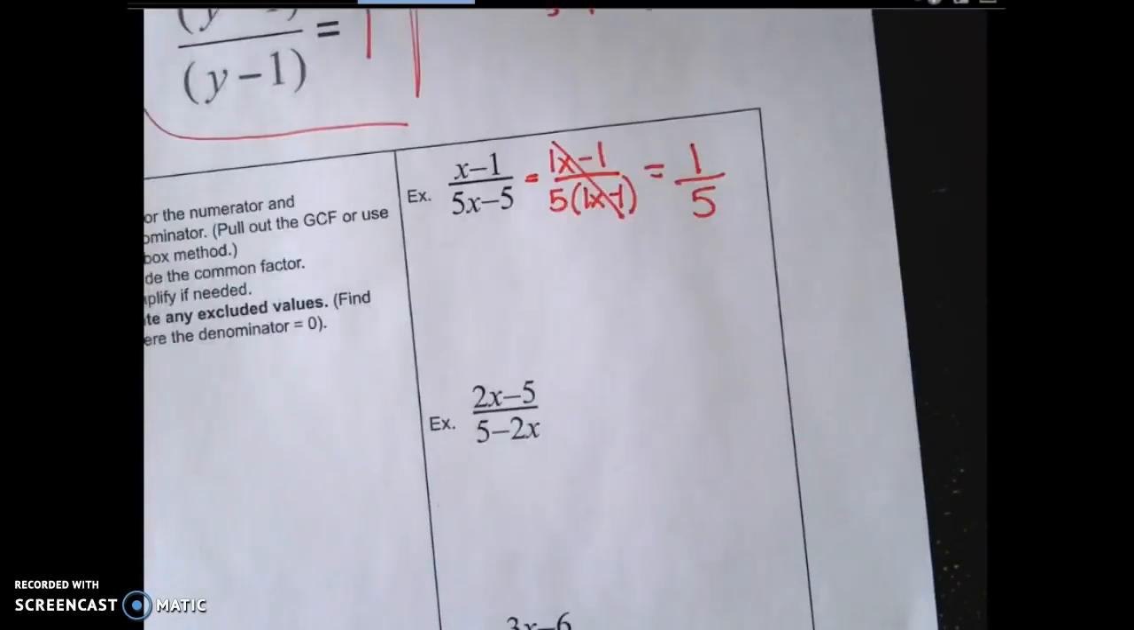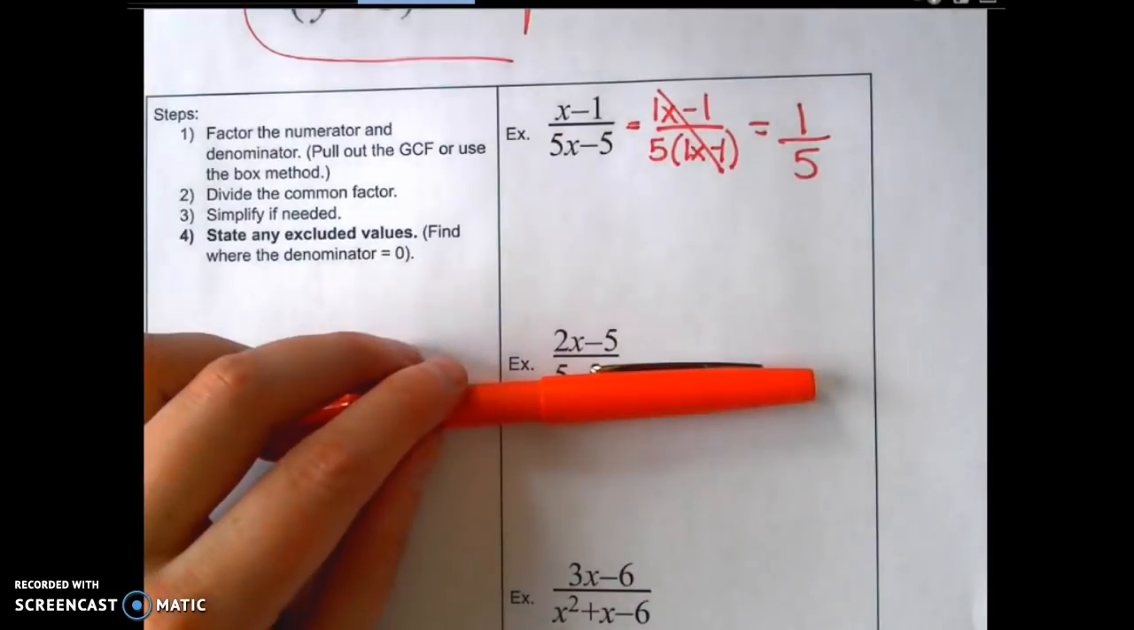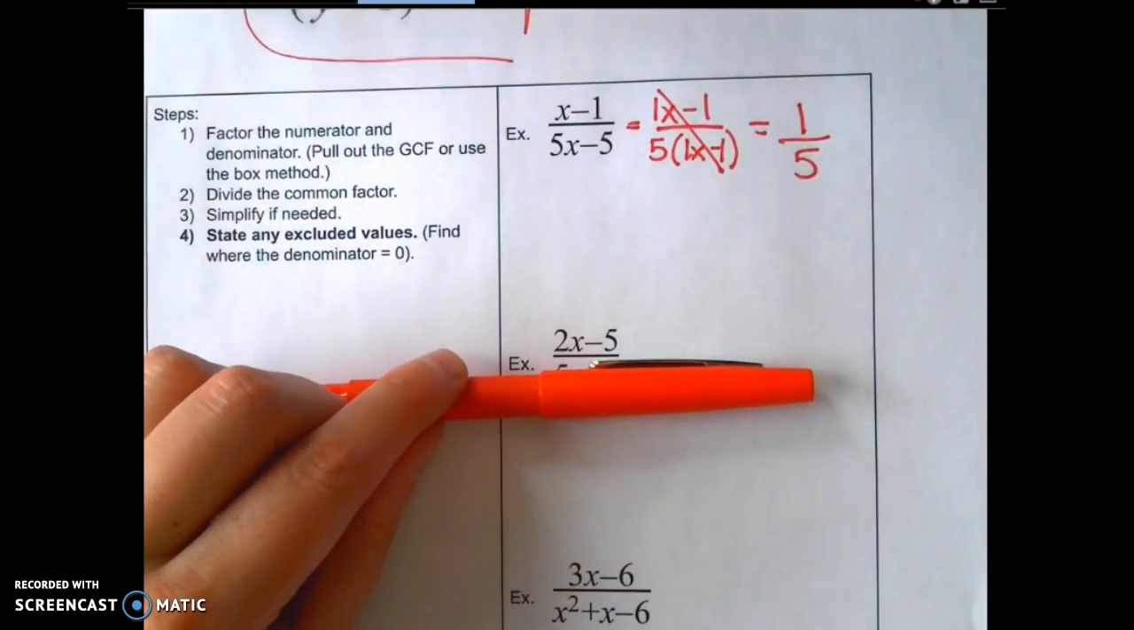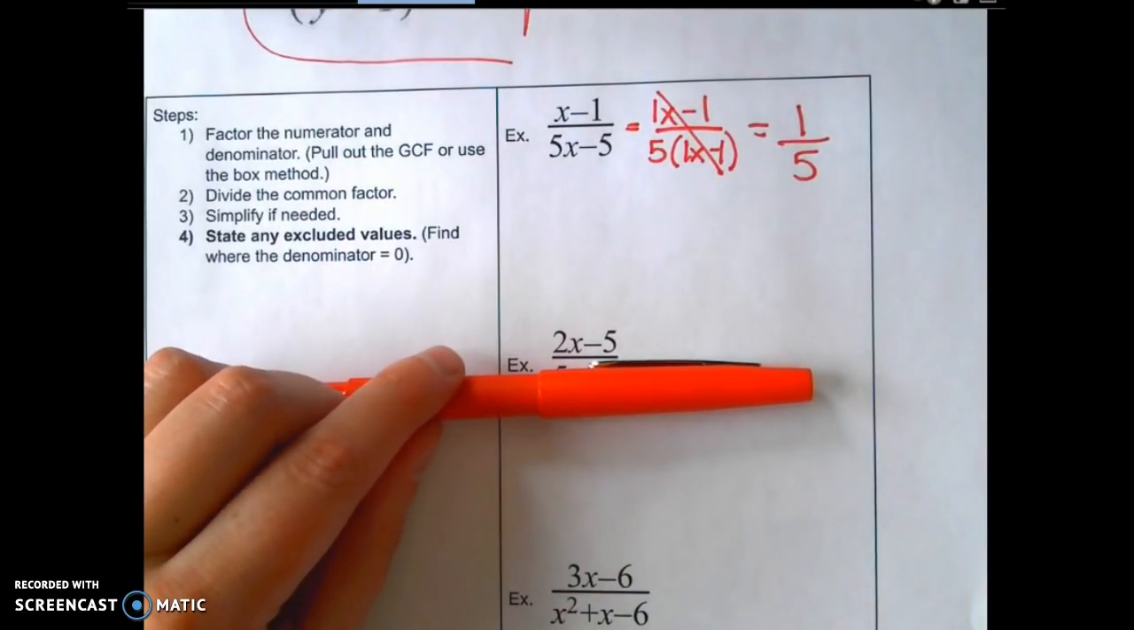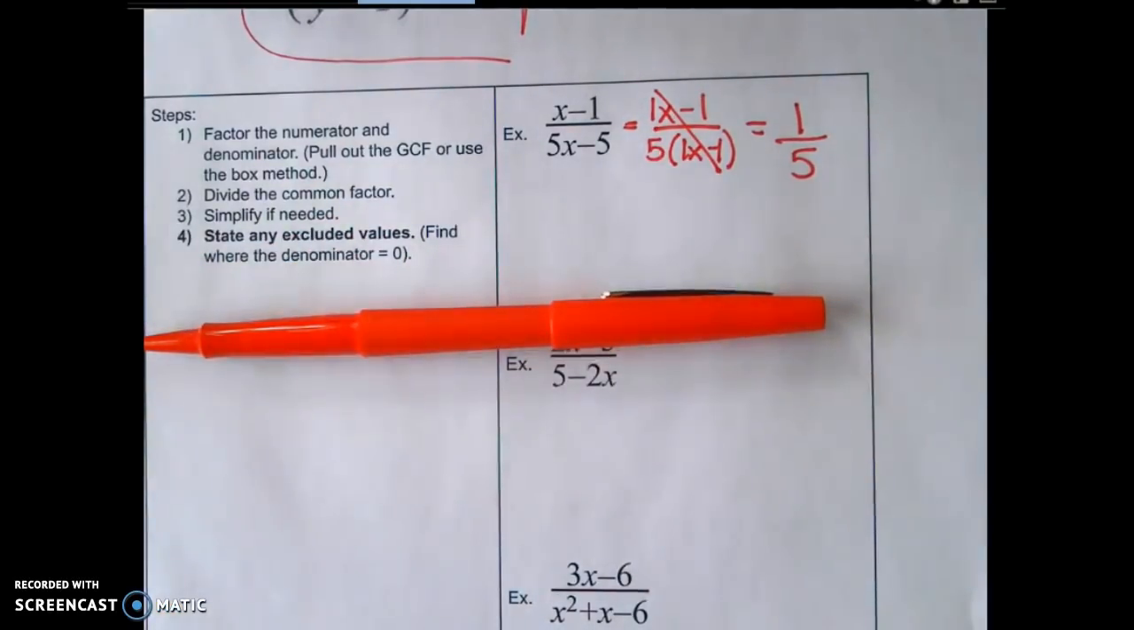So let's go ahead and look at the second one here. I have 2x minus 5 and 5 minus 2x. Now, let's look at the first one, okay? I don't see any GCFs that I can pull out from 2 and 5. Okay, let's look at the bottom. Ooh, at the bottom, I don't see any GCFs I can pull out from 2 and 5.